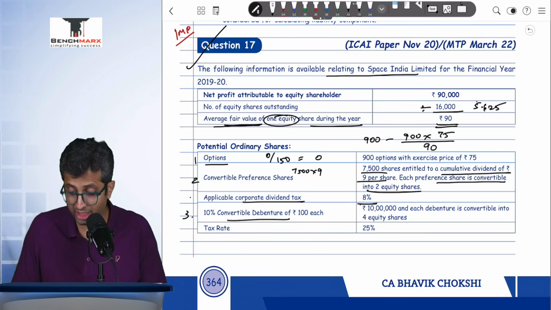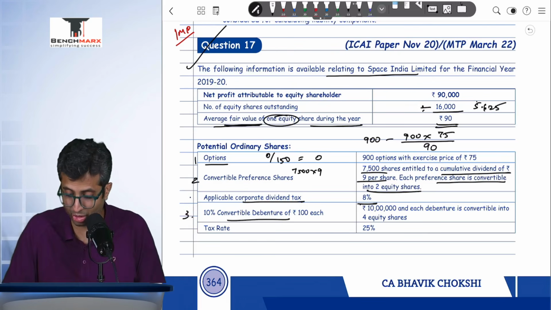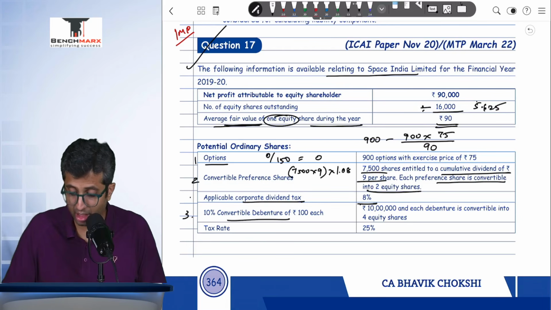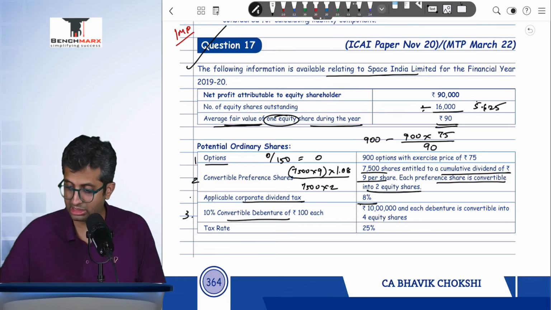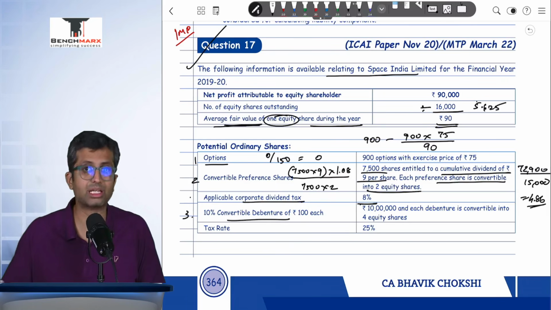Again, there is a corporate dividend tax. Remember, if I don't have to pay preference dividend, I will not even pay the dividend distribution tax, and hence yes, I will save 7,500 into 9, but I will also save a plus 8% DDT on that. But against that, I will have to issue 7,500 into 2. Can I say that is equal to 15,000 equity shares? And hence this is 7,500 into 9 into 1.08, 72,900. So this comes to 72,900 divided by 15,000, and hence this will come to probably 4.86. This is your incremental EPS.